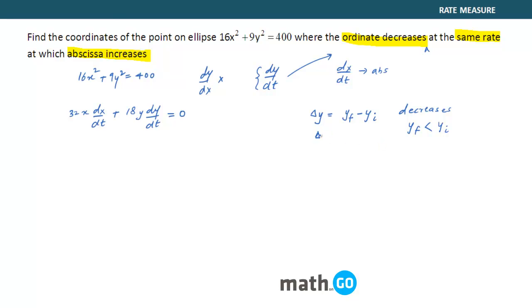So delta y will come out to be less than 0, and since delta y is negative, we can say dy by dt will also be less than 0, a negative quantity. Keep this in mind: whenever you have a quantity which decreases at a decreasing rate, you will take its derivative negative. So dy by dt in this question is nothing but minus dx by dt. This is the condition given in the question itself. Because this quantity is decreasing and that one is increasing, there has to be a minus sign which signifies their relation.